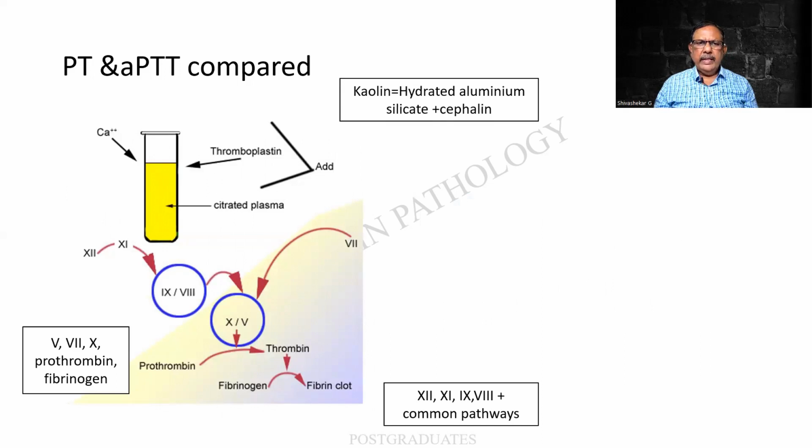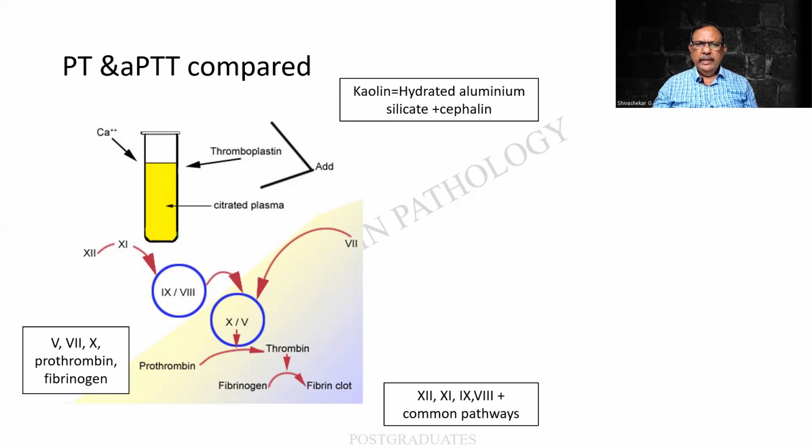Prothrombin time and the activated partial thromboplastin time, aPTT. So in one, I find that thromboplastin is being added to citrated plasma with calcium. As a result, this is uncoagulated, and when thromboplastin is added, there is a coagulation cascade that comes into force. This will be the prothrombin time. In this, we will be able to measure the 5, 7, 10, prothrombin and fibrin.